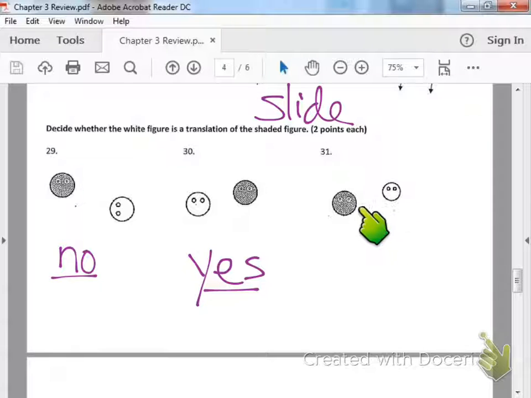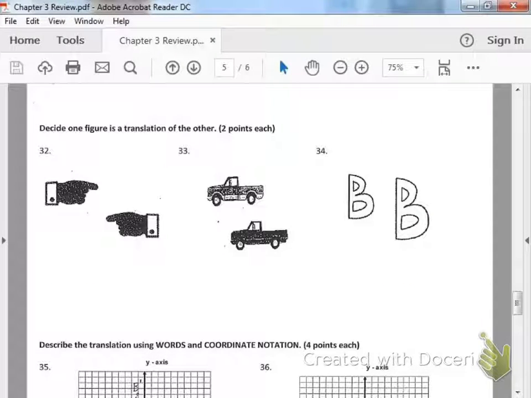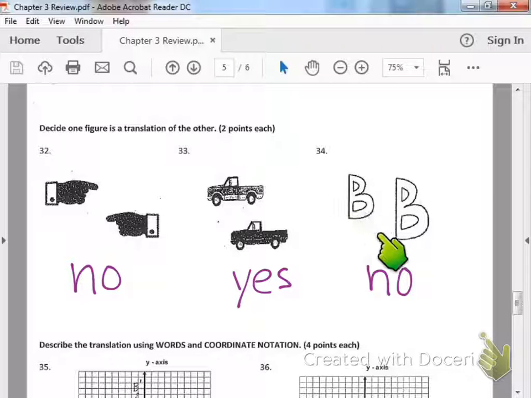Yes, this one is a little smaller than this one, so that's a no. Raise your hands if you have any questions. Once again, we are looking just to see if it's a slide. What do you think for number 32? No. Yes. No. No? Yes. Yes. Yes. And this one's a no. It's kind of hard to see on some of these, but this was definitely bigger than this one.